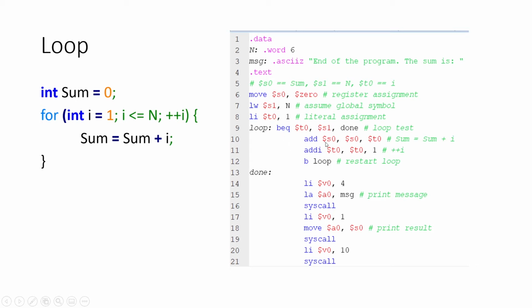So we repeat this until T0 is equal to S1. It will keep looping until T0 is equal to S1. And S1 is, as you can see, n. At the beginning we gave some value of n. So this will loop until T0 is equal to S1, and then once they're equal, it will jump to this label, the done part. The done part will just print the message: End of the program, the sum is, and then it will print the result. So what we are doing is calculating the sum of the numbers until n.